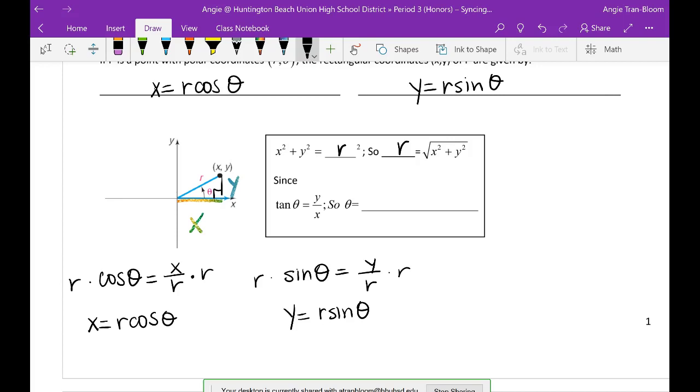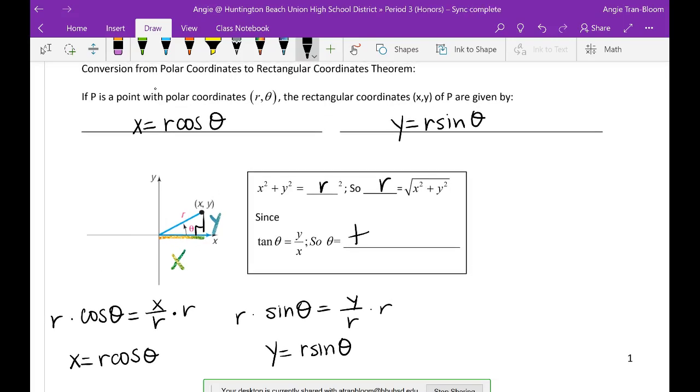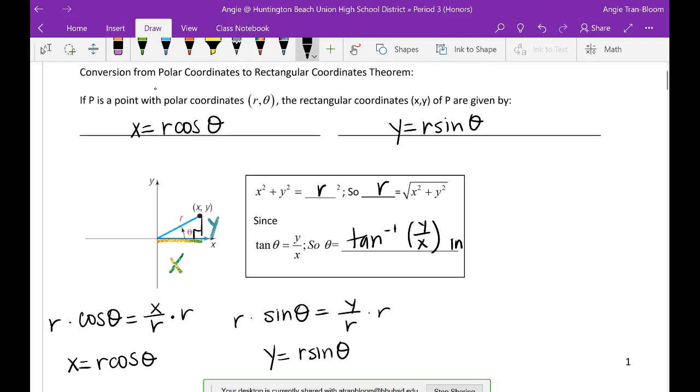So how do we solve for theta? Tangent inverse of y divided by x. Okay. Now we're borrowing tangent inverse to solve. Tangent inverse is restricted to quad 1 and 4. So whatever it is, it will only give you answers in quad 1 and 4. Since this dot is in quad 1, this is totally okay. Is that understood?